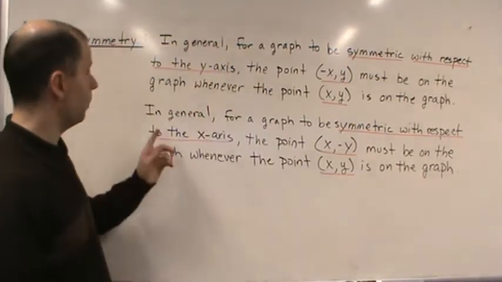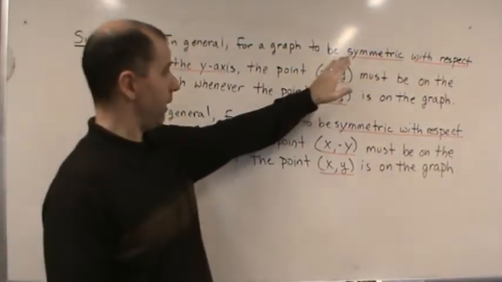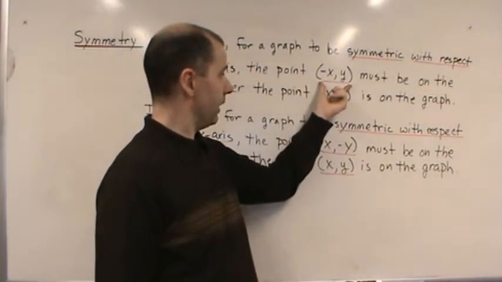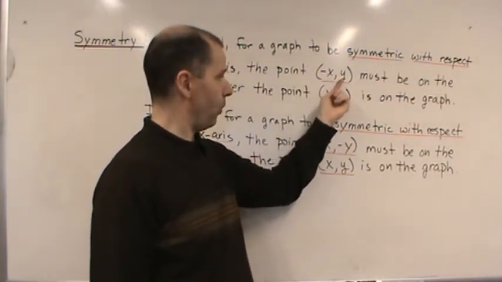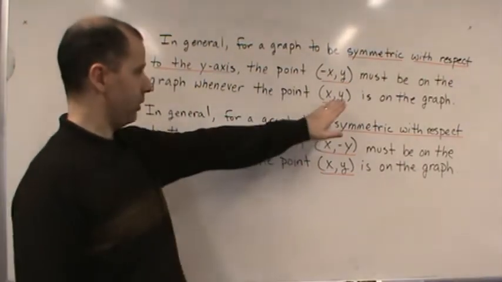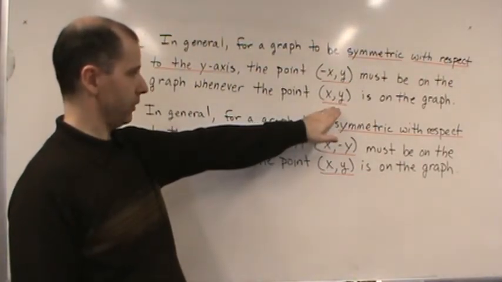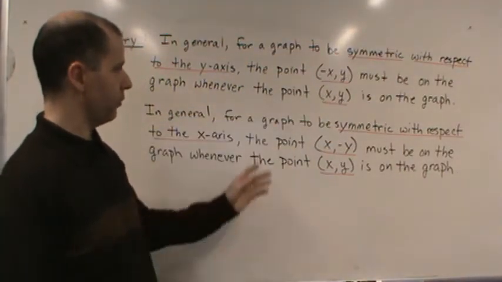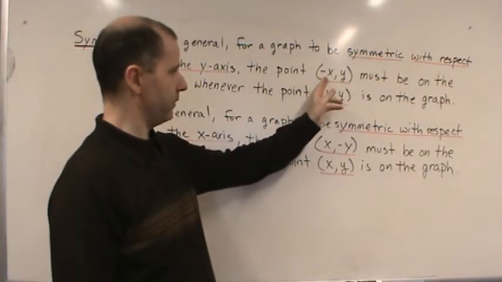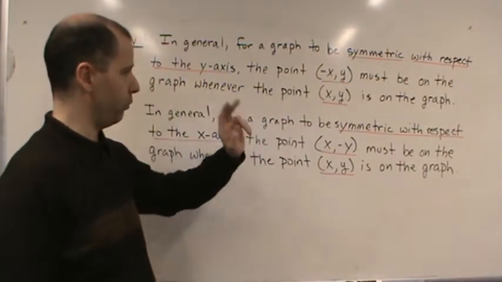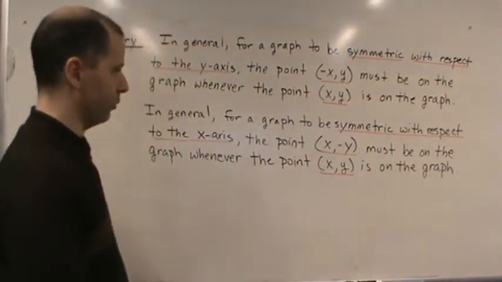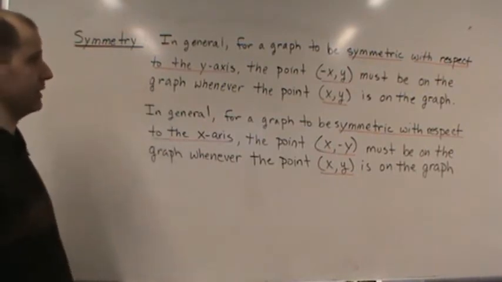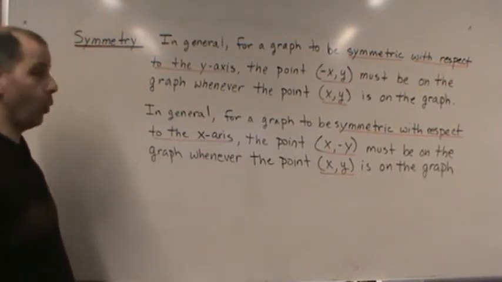Now in general, in order for a graph to be symmetric with respect to the y-axis, the point negative x comma y must be on the graph whenever the point x comma y is on the graph. So both of these points must be on the graph. If that's the case, then we say that the graph is symmetric with respect to the y-axis.